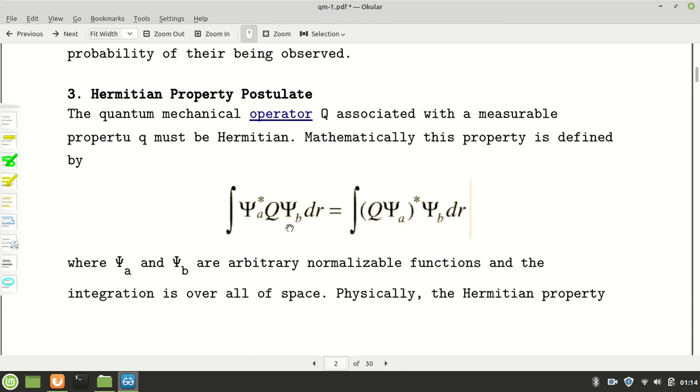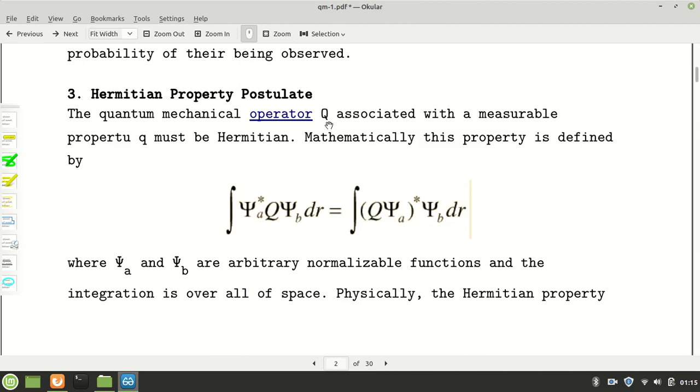So psi a and psi b are two different states of the particle, and if the integral of psi a star Q psi b dr is equal to the integral of (Q psi a) whole star into psi b dr, then this operator Q will be called a Hermitian operator. It was also seen in our matrix algebra, the Hermitian properties there, but dagger signs were used. Hermitian terms you know, and from mathematical physics, Hermitian matrices have real eigenvalues.